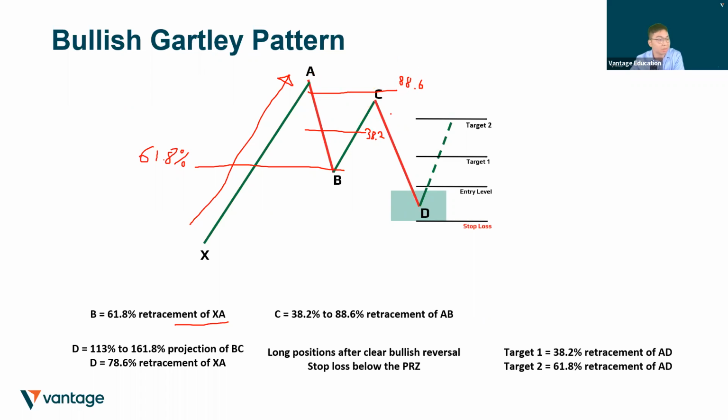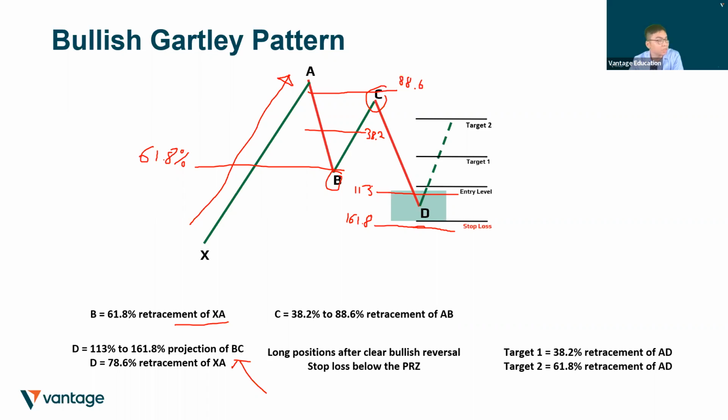Okay, this pattern is completed at point D that will be located between 113 to 161.8 projection of BC. So BC, if you draw a Fibonacci line from bottom B to C, so we have the projection area. Let me write it down. It's a bit confusing. It might take a while. Okay, 113% and 161.8%.